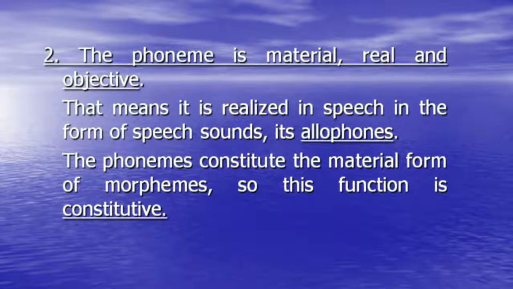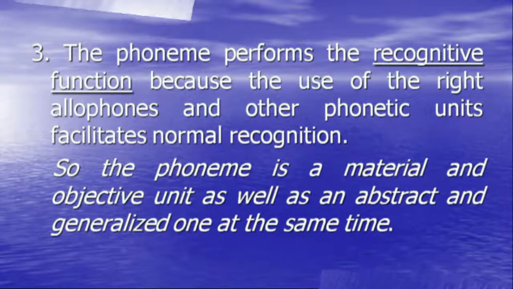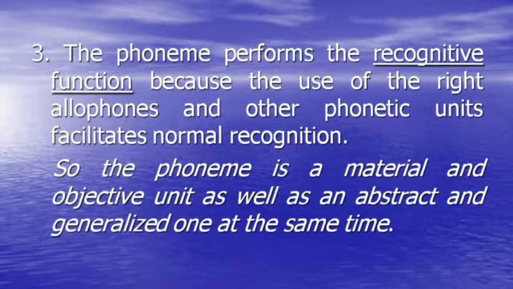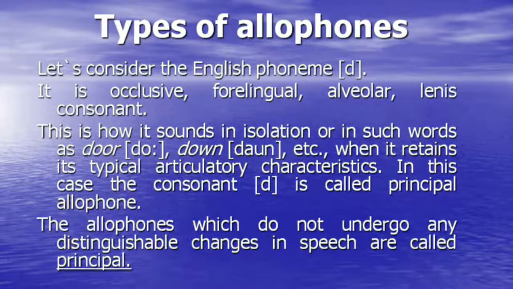Second, the phoneme is material, real, and objective. That means it is realized in speech in the form of speech sounds, its allophones. The phonemes constitute the material form of morphemes, so this function is constitutive. Third, the phoneme performs the recognitive function, because the use of the right allophones and other phonetic units facilitates normal recognition. So, the phoneme is a material and objective unit, as well as an abstract and generalized one at the same time. Now we are going to speak about types of allophones.